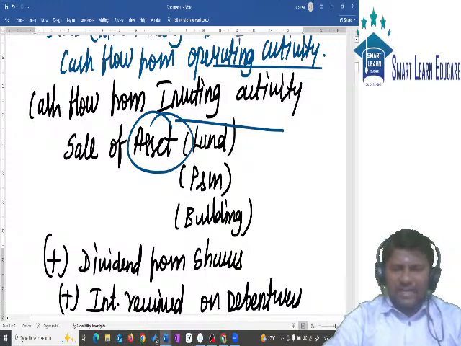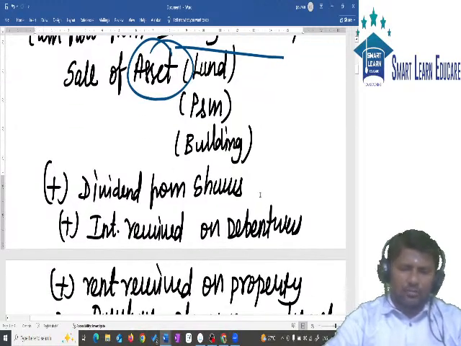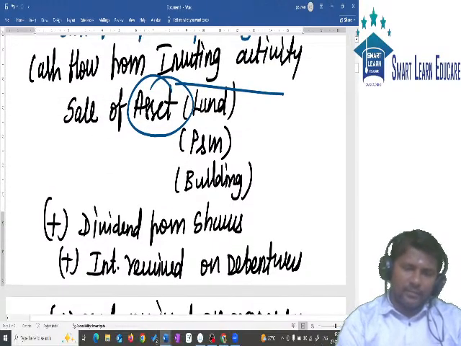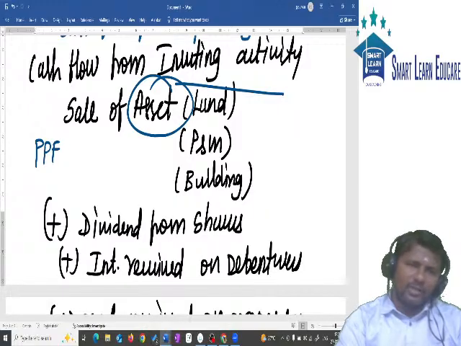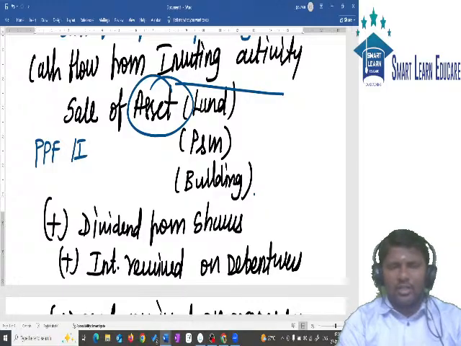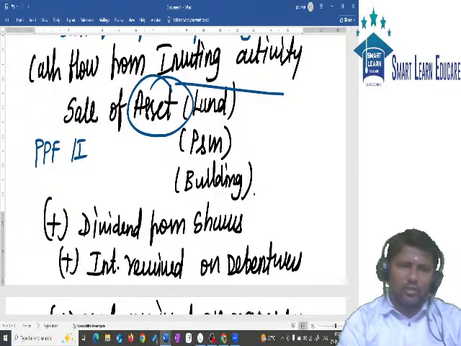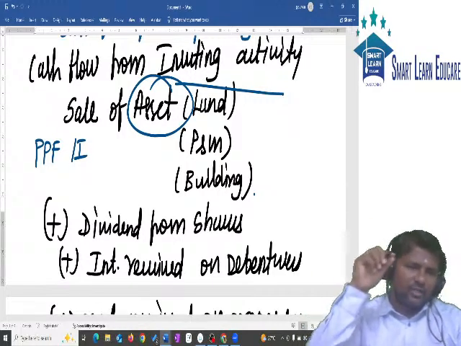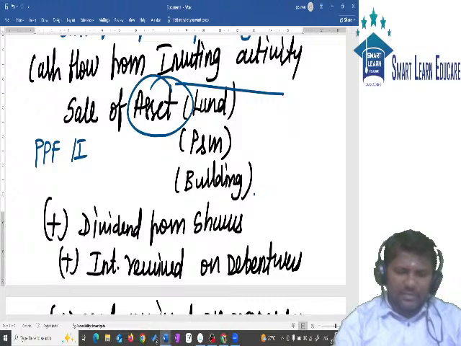When I say asset, land, plant and machinery, building, all the assets should be taken. Now, this PPE also should be taken. Investments should be taken. Non-current investments and non-current assets should be taken. Current assets and all will come under changes in working capital, which is considered in operating activity. So only non-current items will be taken.